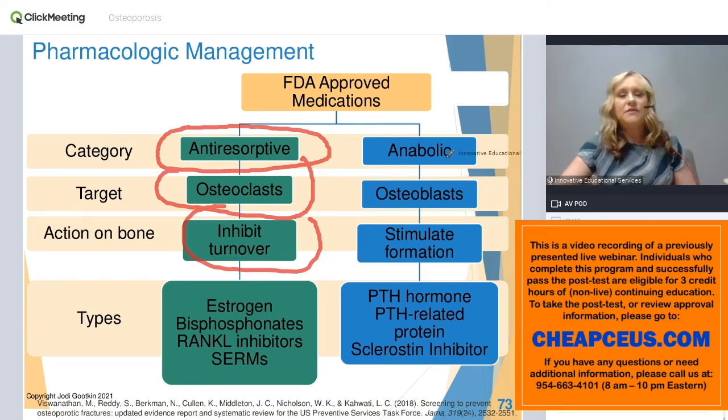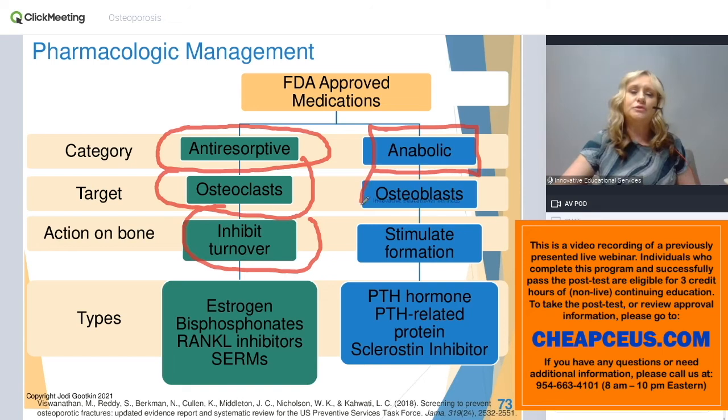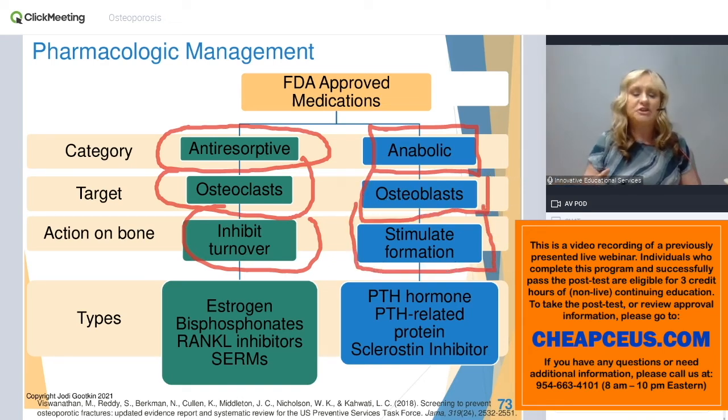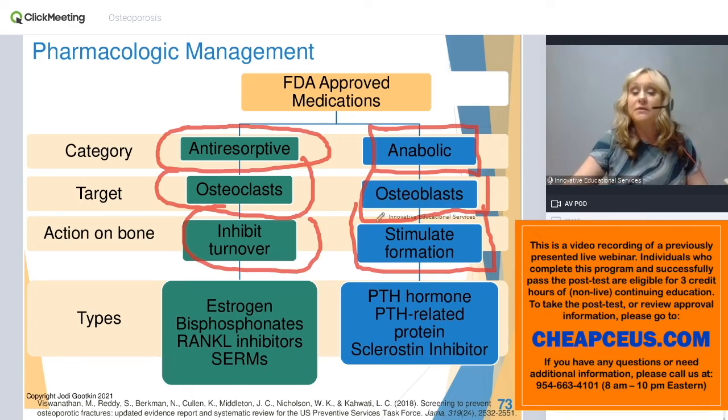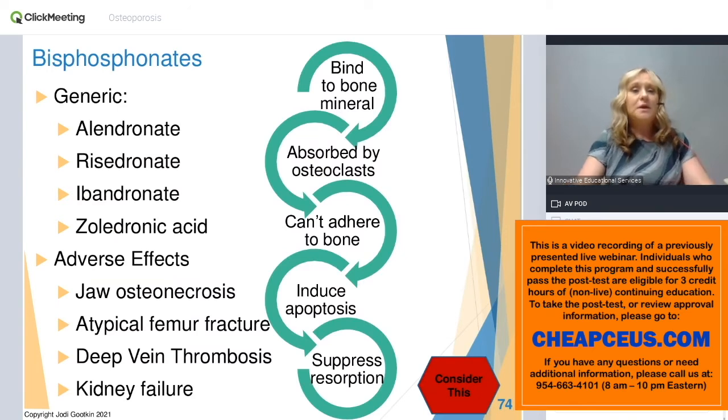Then we have our anabolic types of medications. The focus of these medications is going to be the osteoblasts in order to stimulate that bone formation. They're trying to increase mineralization and increase bone mass, and that's going to be targeting that parathyroid pathway. We'll look at each specifically.